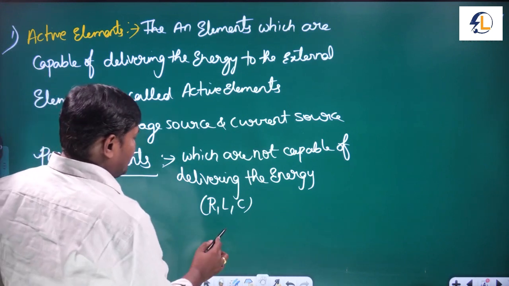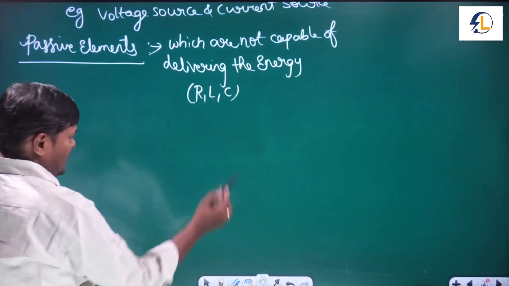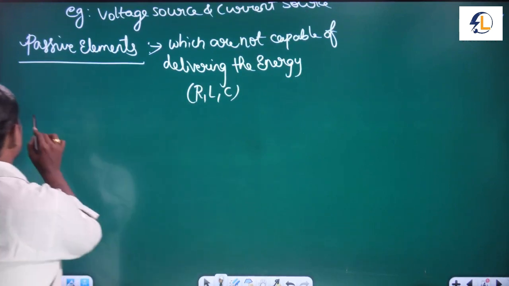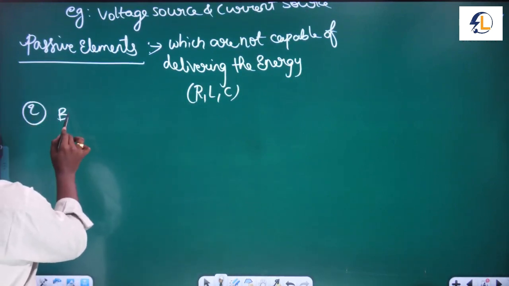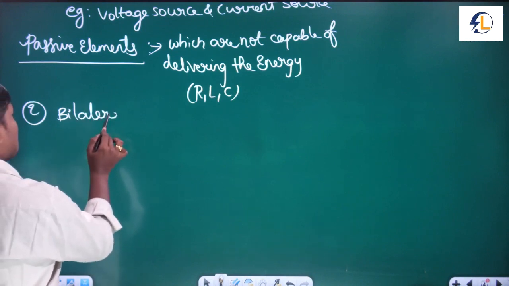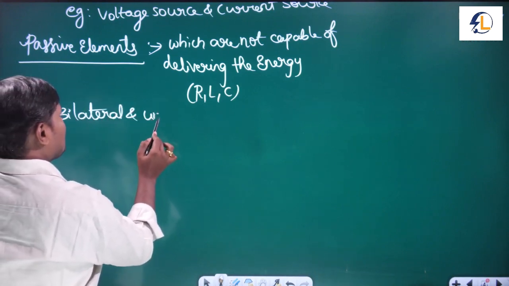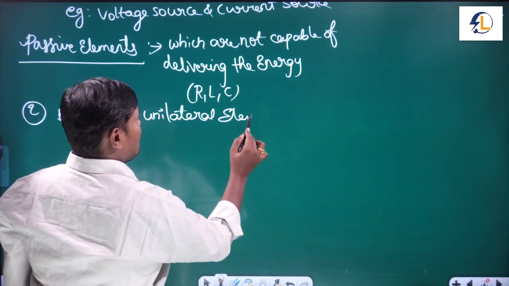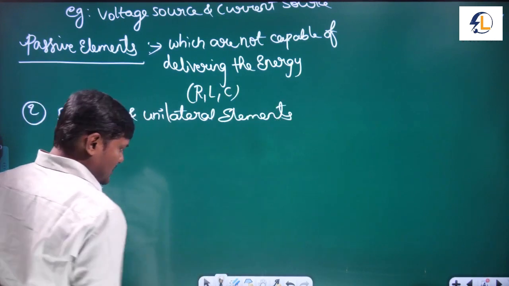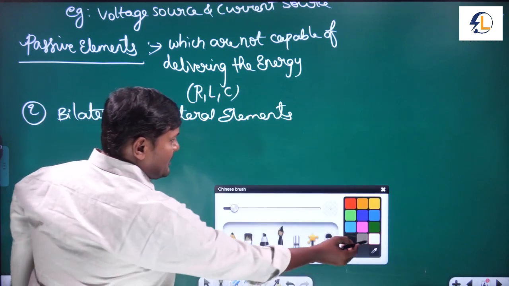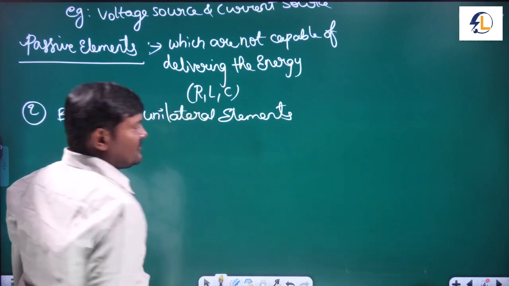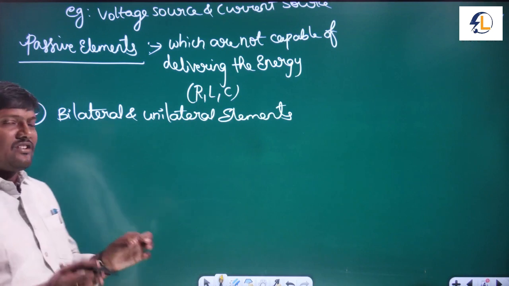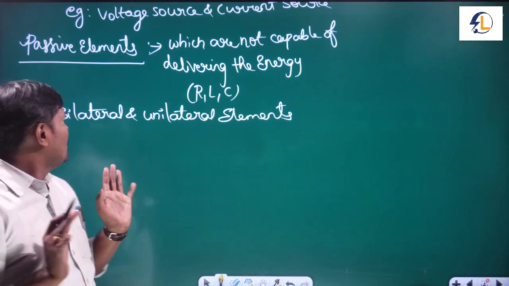Now what is the second classification? Second classification is bilateral and unilateral elements. Bilateral and unilateral elements. So what is meant by an element? An element consists of two terminals.